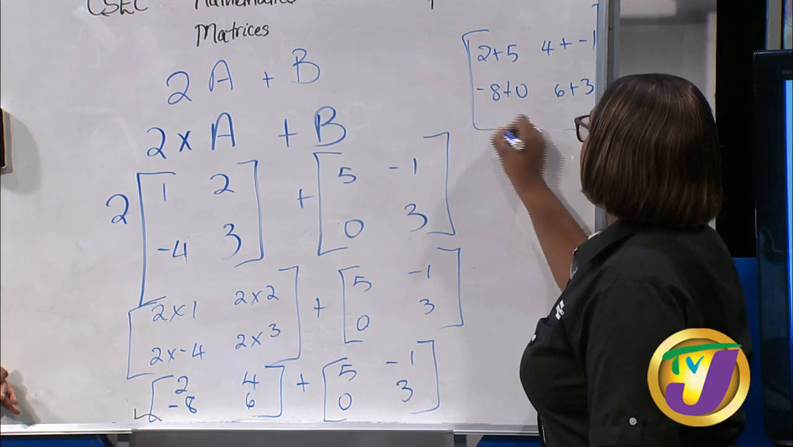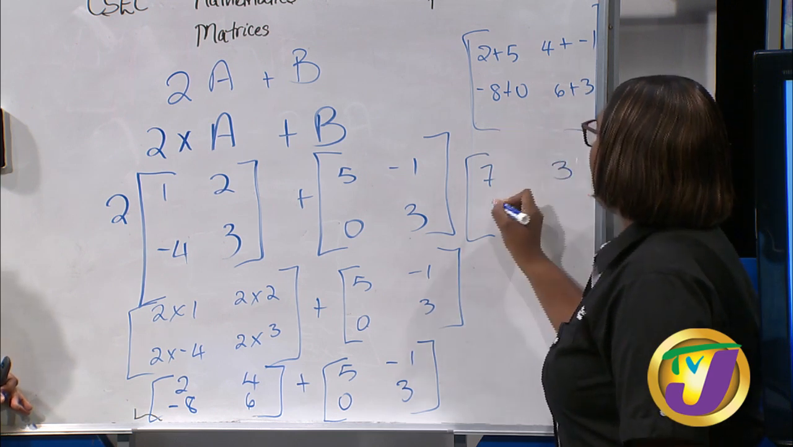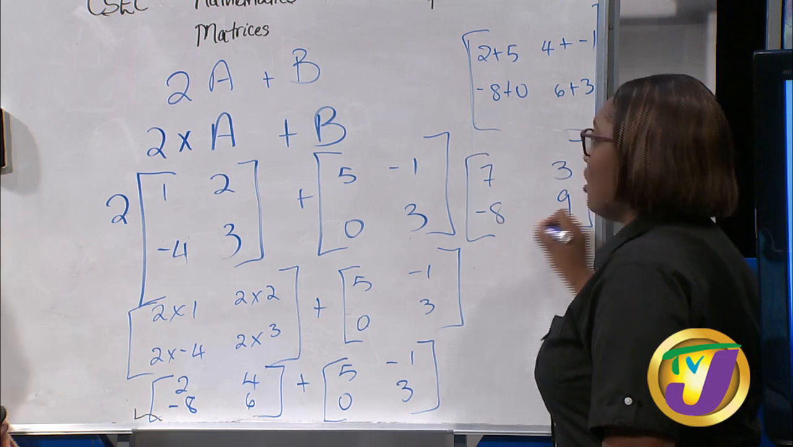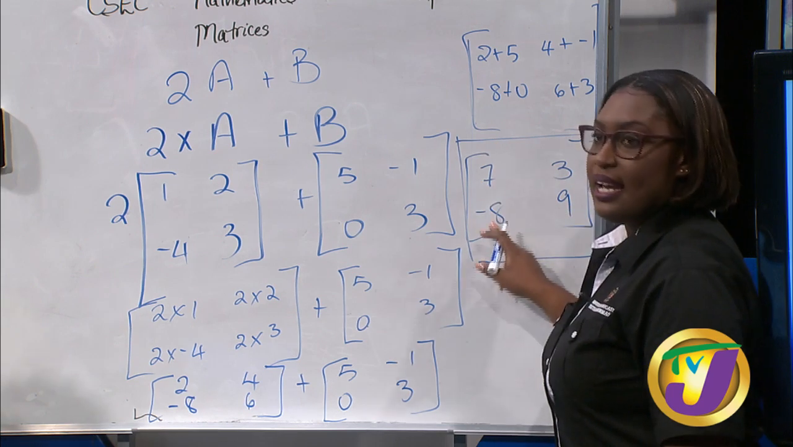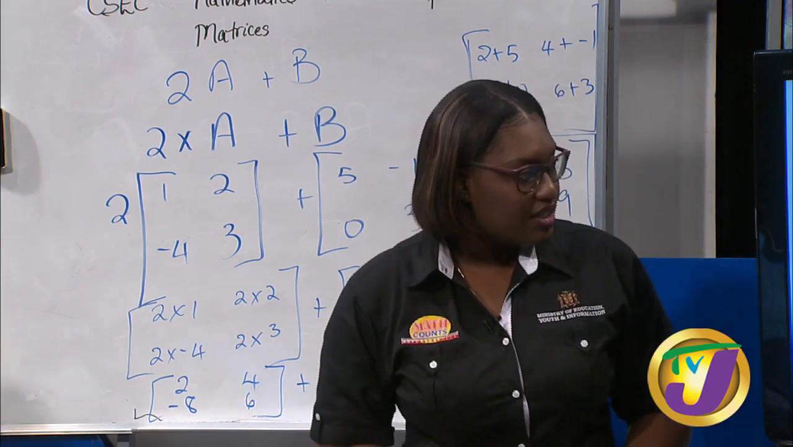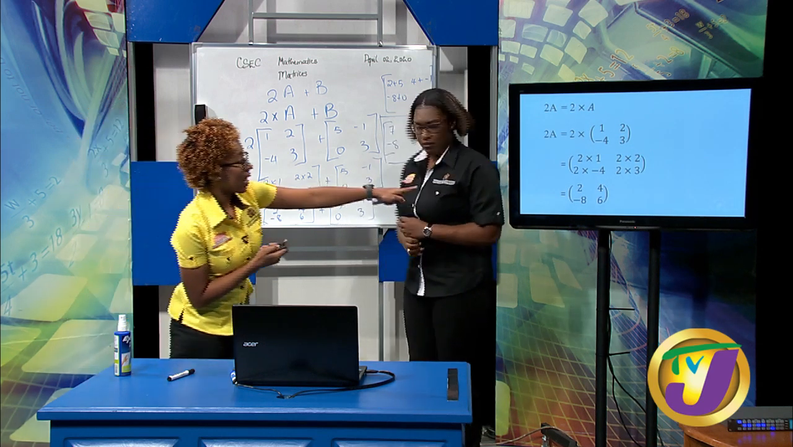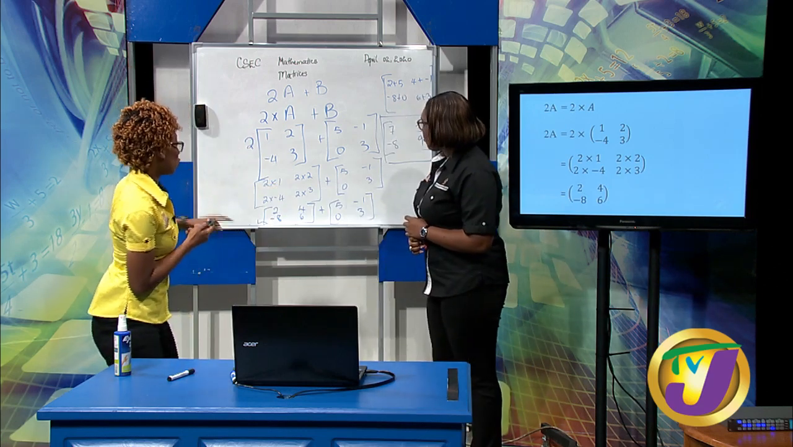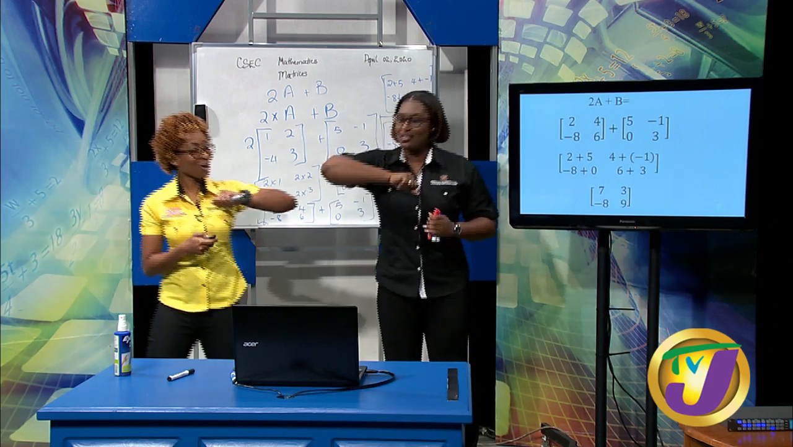So let's look at our results. We're going to have 7, 3, -8, and 9. So our result is a new matrix: 7, 3, -8, 9. Good job. So let's check this. Let's check to see if Britni is correct. She would have had the correct answer for 2A, which is 2, 4, -8, 6. That is indeed correct. And the final response now would give us 7, 3, -8, and 9. That's correct, Britni. Awesome. Good job.